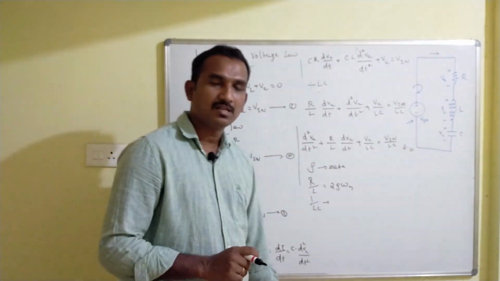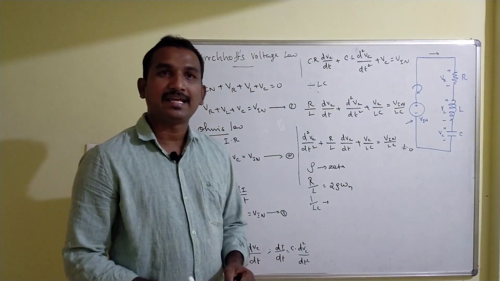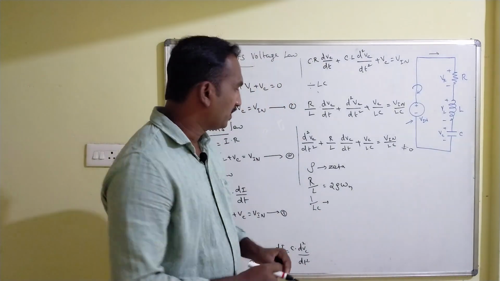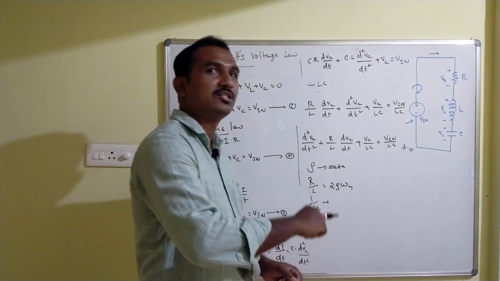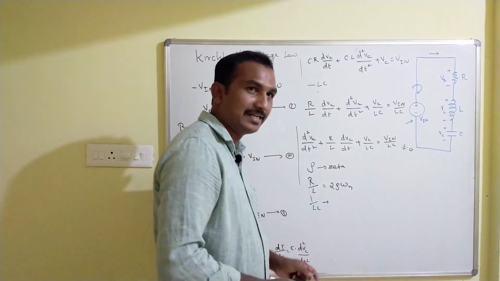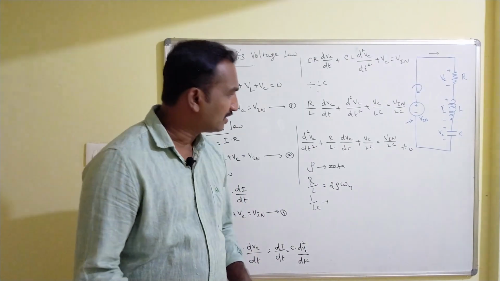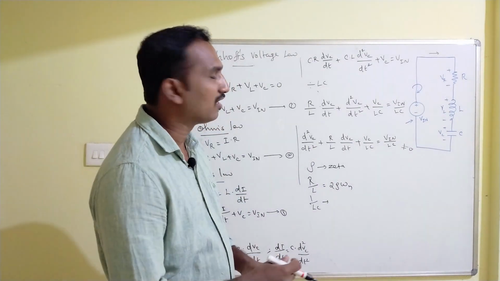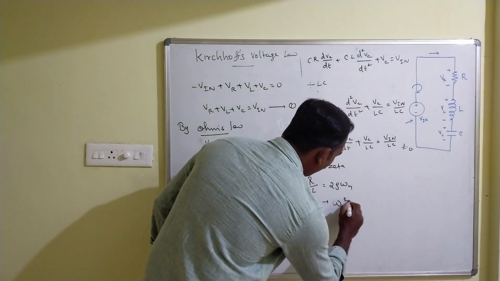Where L and C are the energy storing devices, the inductance transfers the energy to the capacitor, and the capacitor transfers the energy back to the inductance. If the resistance R is equal to 0, then you will see the circuit will oscillate. That is, 1 over LC is equal to omega n square.